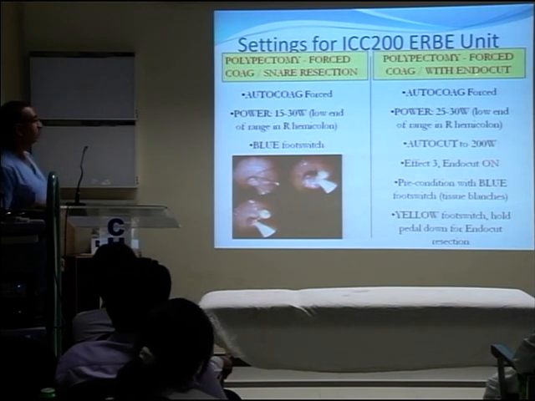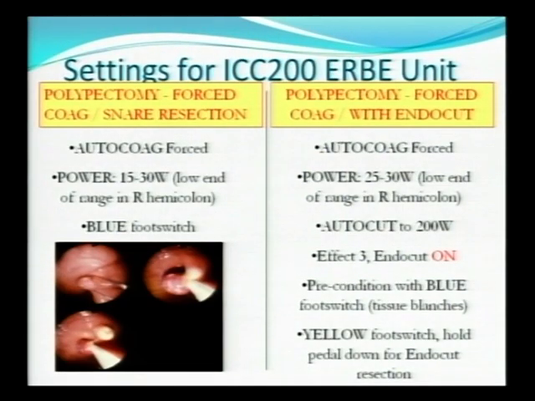Polypectomy force coag with endocut, again the power was, for autocoag force, 25 to 30, up to cut 200 watts of current, effect 3 on endocut on. That was with the endocut program. And the precondition is the blue foot switch. Blue foot switch is the coagulation, and yellow for the endocut.